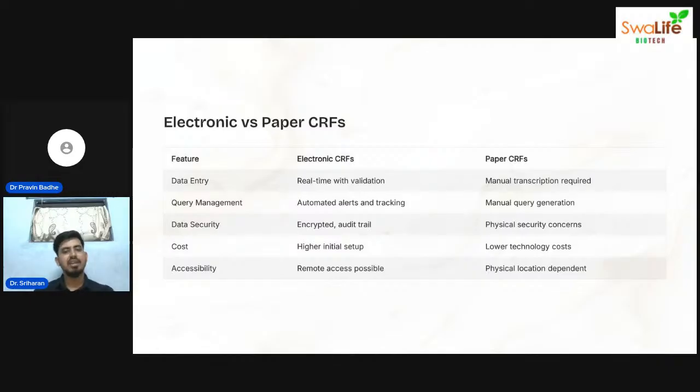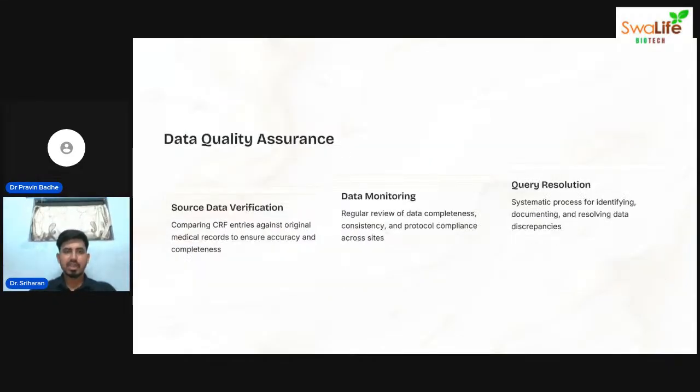Accessibility: it can be accessed remotely, whereas the physical person always carries the data collection form everywhere. Data quality assurance is nothing but verifying our collected data. While we are doing an eCRF, if your BP is 120 to 80, your range is automatically valid. So in eCRF that is also one of the benefits. Manual has no auto range check, so data verification is very important.